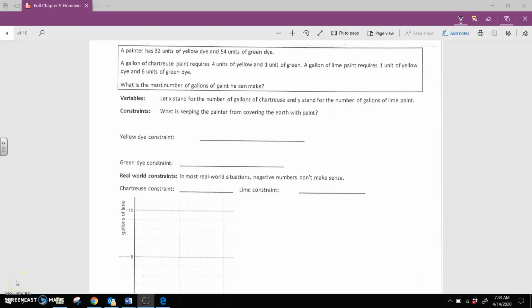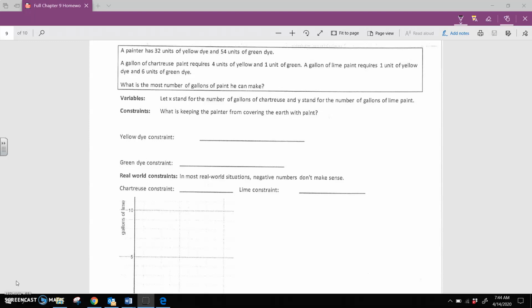In this video, I'm going to take a look at the painter problem. You can find this either as the last problem in your notes packet or your homework packet. It's the same in both. So this is one more example of linear programming that is laid out for you in a way that should help you organize your thought process.